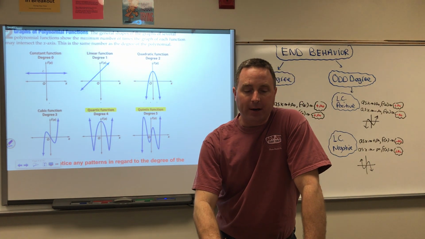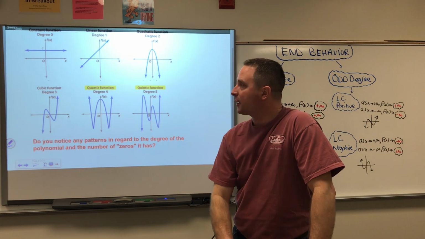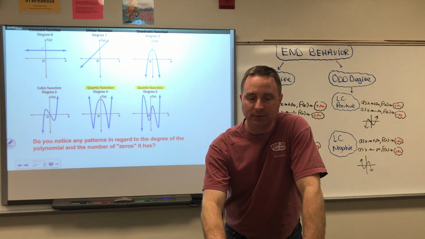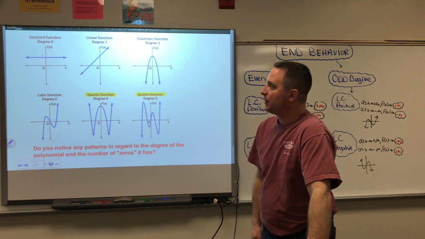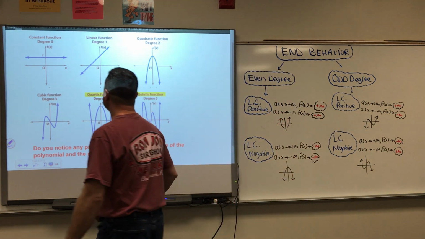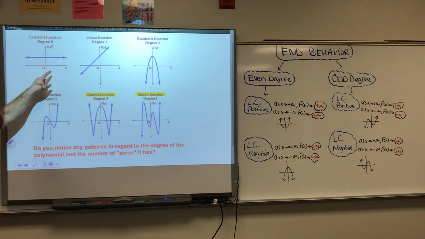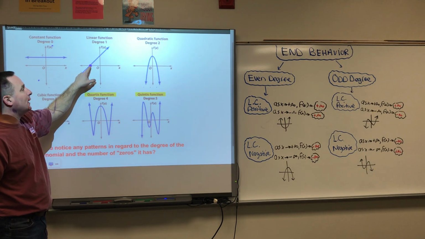What I want you to look for here, look what it says down here in red. Are there any patterns in regard to the degree of the polynomial and the number of zeros it has? The number of solutions, the number of zeros meaning the x-intercepts. Well, a degree of 0, it had 0 x-intercepts. A degree of 1, it had 1 x-intercept.